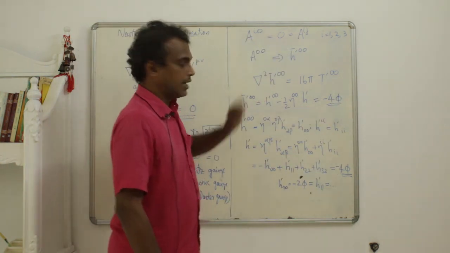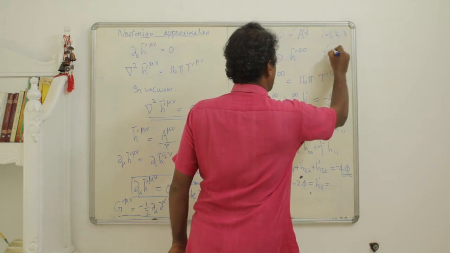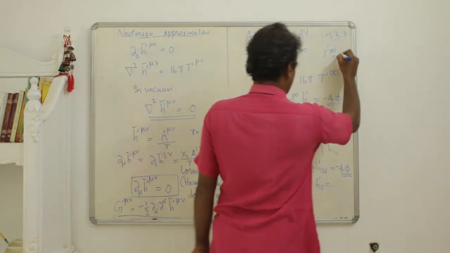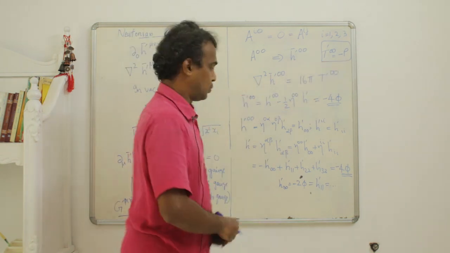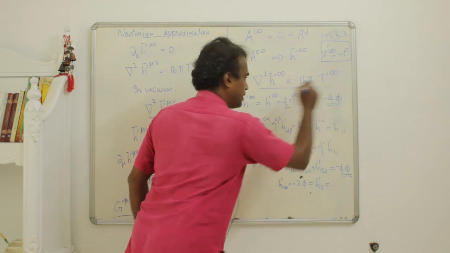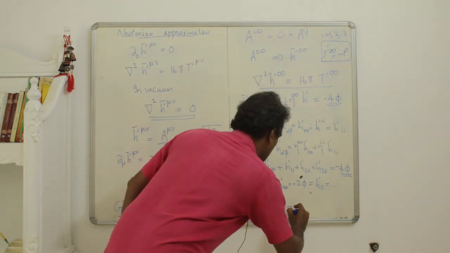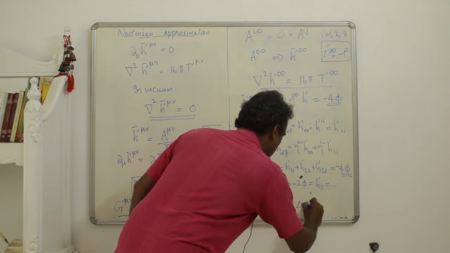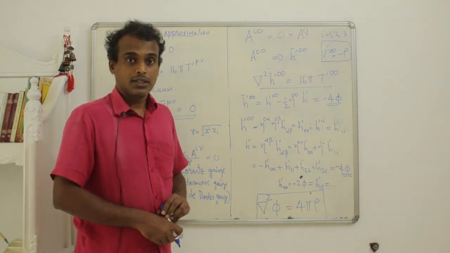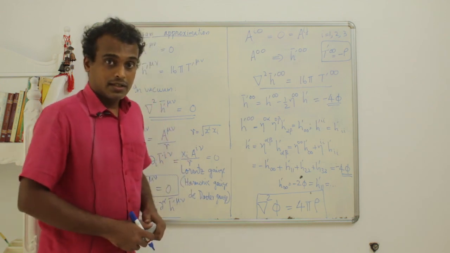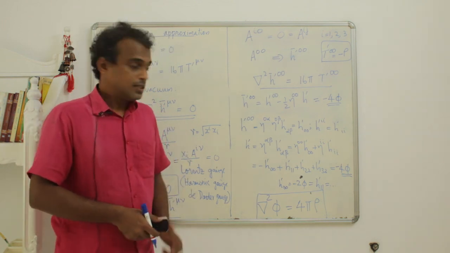We could use this in the Einstein equation and also make use of the fact that t prime 0 0 in our units could be chosen as minus of the mass density rho. We could write the Einstein equation in the form del square phi equal to 4 pi rho, which is exactly what Newton's law of gravitation would tell us. So this indeed confirms that the Einstein equation reproduces Newton's law of gravitation in the appropriate limit.